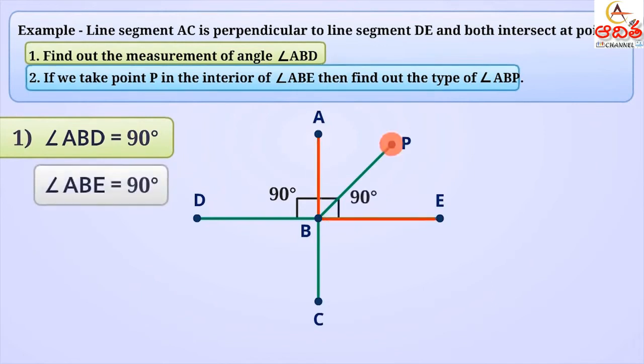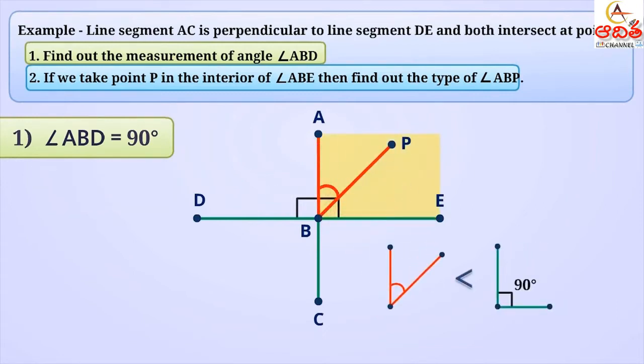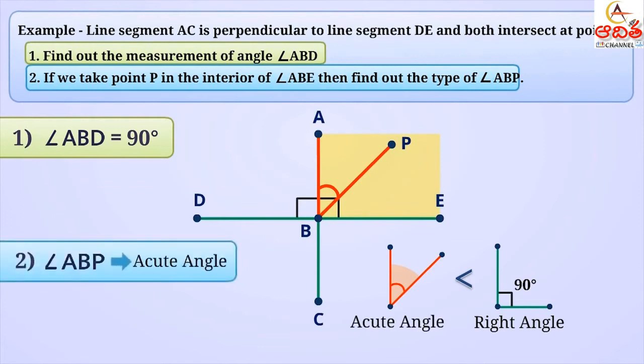Point P is in the interior of angle ABE. Therefore, the measurement of angle ABP will be lesser than 90 degrees. If the angle is less than a right angle, that is 90 degrees, then it is an acute angle. Hence, here angle ABP is an acute angle.